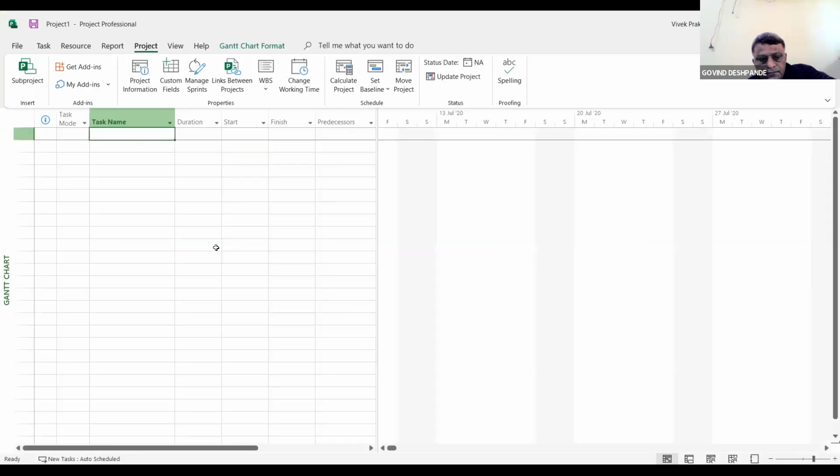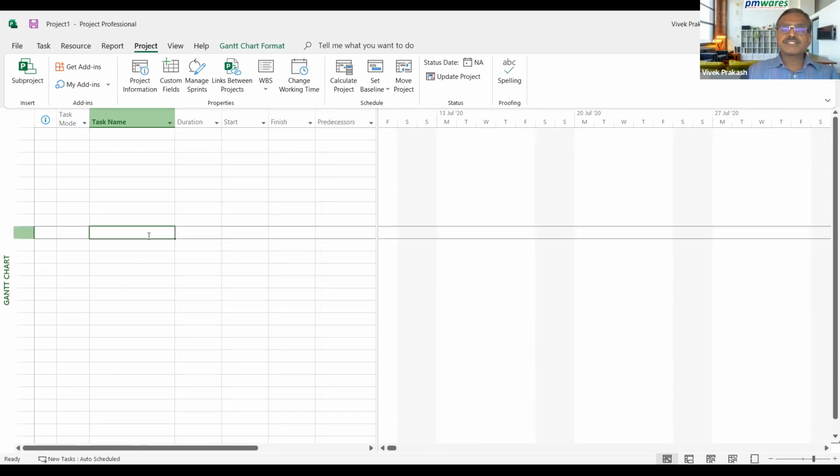Now our job is to start planning a project, right? So how do you plan the project? The first thing in planning the project is to create a work breakdown structure. Now, what is a work breakdown structure?